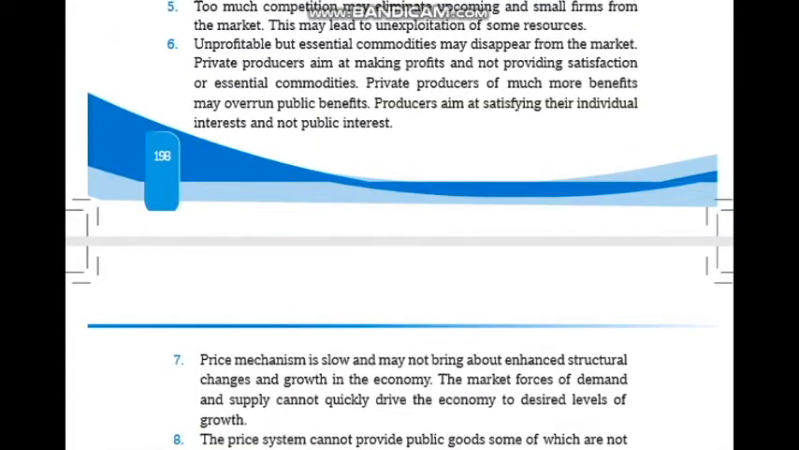So unprofitable but unessential commodities may disappear from the market.